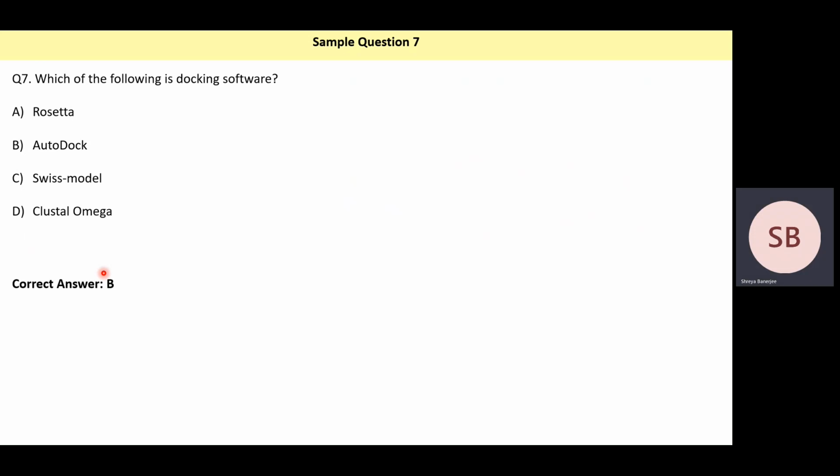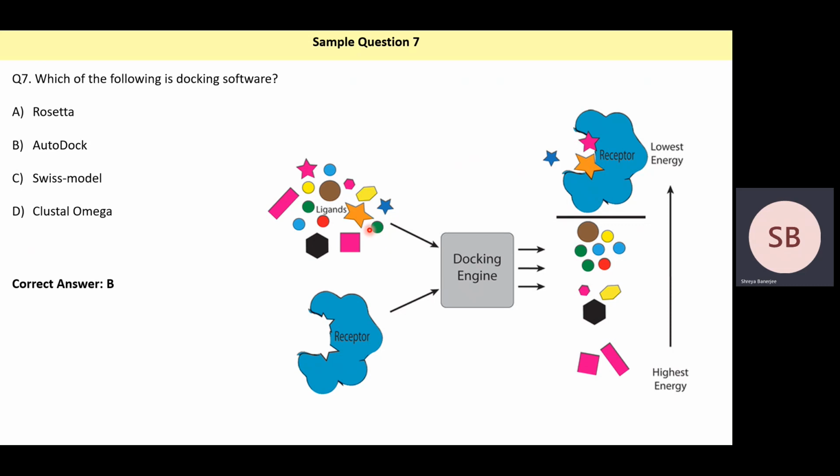So the correct answer is B, Autodoc. Autodoc is a software which basically, once the three-dimensional structure of the receptor or protein is inputted and the library of small ligands is also provided, Autodoc will screen the ligands according to which has the lowest binding energy and the most stable ligand receptor interaction, and the highest energy, meaning the most unstable ligand receptor interaction.